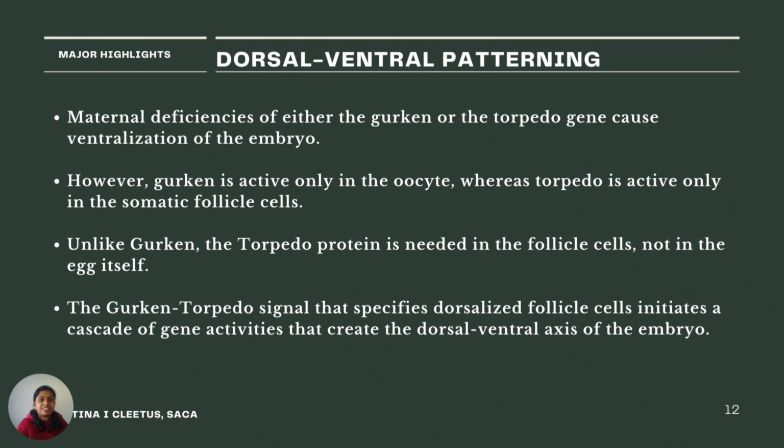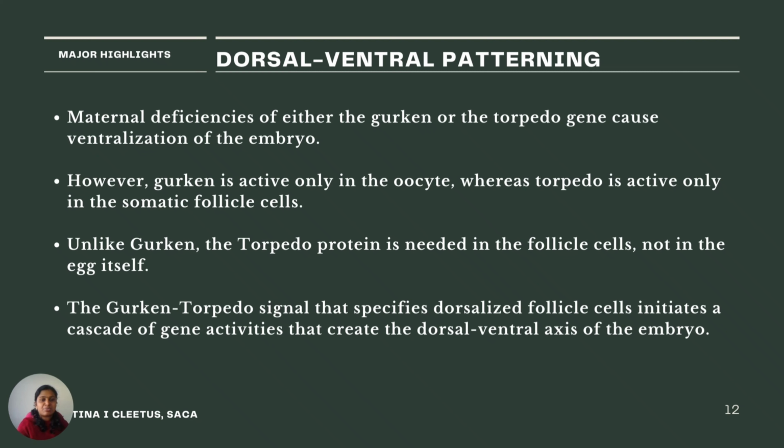And maternal deficiencies of either the Gurken or the torpedo gene can result in the ventralization of the embryo. However, Gurken is active only in the oocyte, whereas torpedo is active only in the somatic follicle cells. And unlike Gurken, the torpedo protein is needed only in the follicle cells and not in the egg itself.